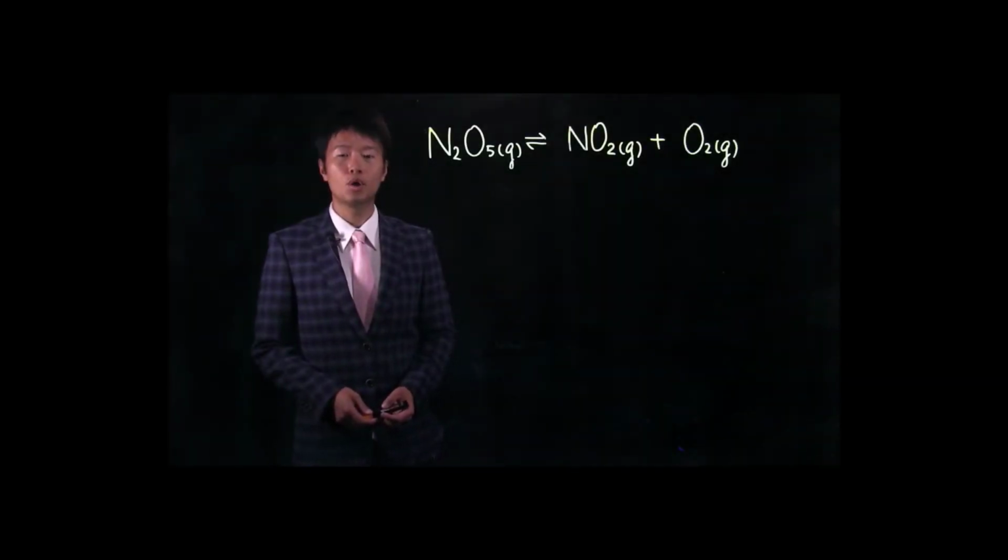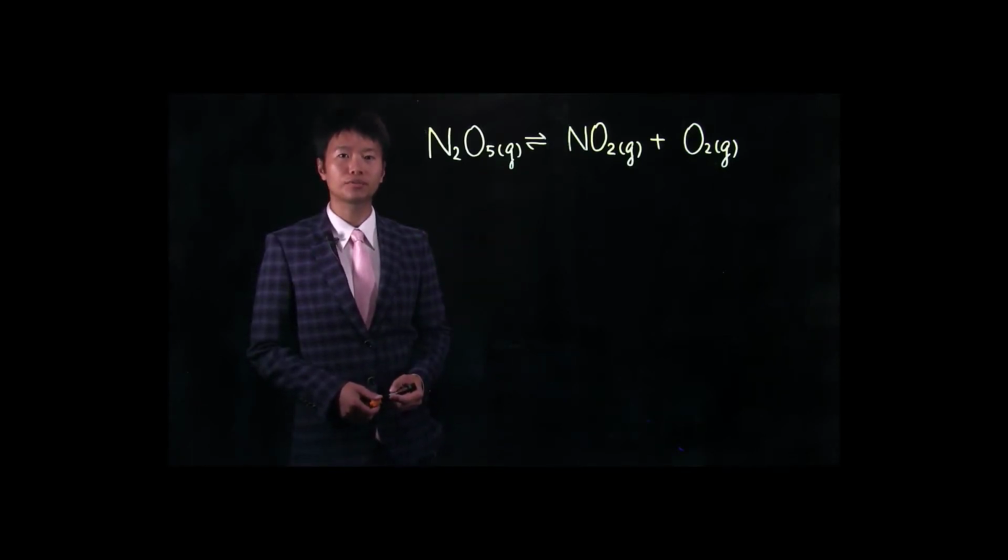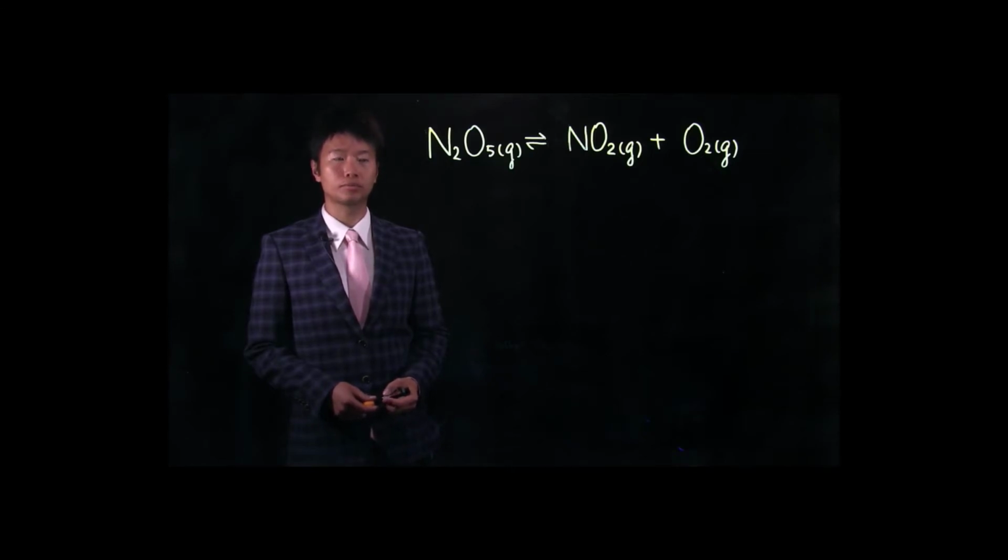In this sample problem, we are asked to write down the reaction quotient for this chemical reaction, which is the decomposition of dinitrogen pentoxide. In order to write down the reaction quotient for this chemical reaction, first we have to make sure this chemical reaction is balanced. So now let's take a look.